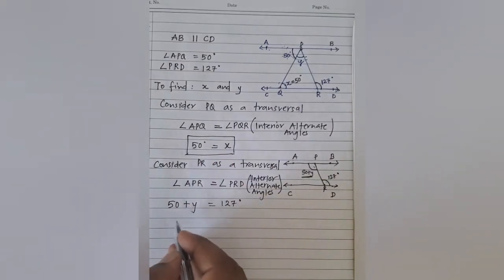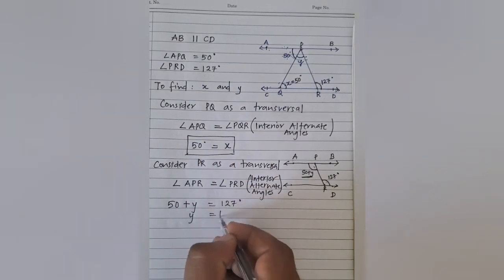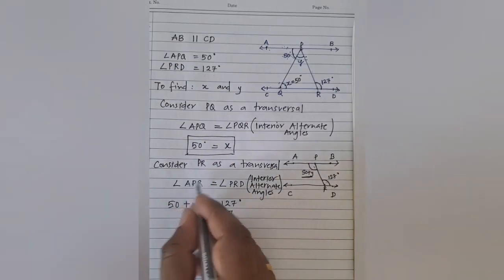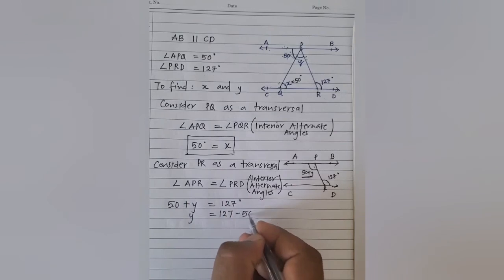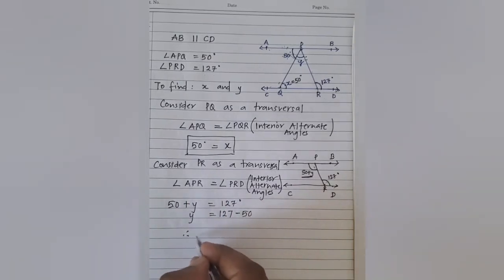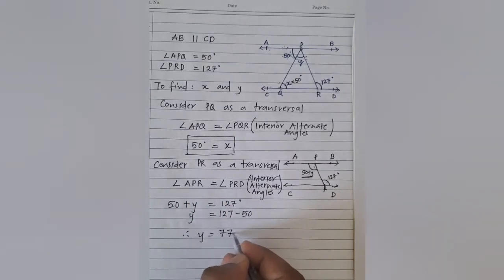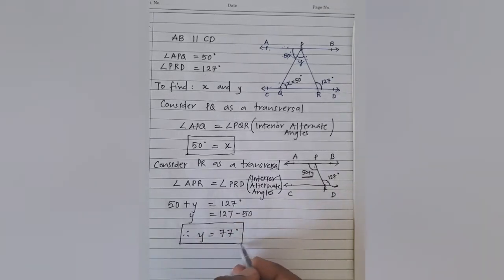So how would I find Y? Y will be equal to 127, plus 50 goes to the other side, becomes minus 50. So therefore, Y will be equal to what? 127 minus 50, and the answer is 77 degree. I say it again, geometry is all about observing the figure.